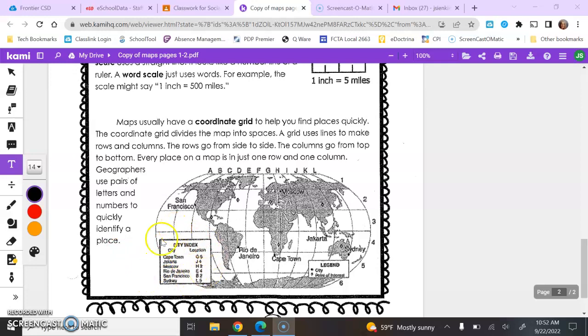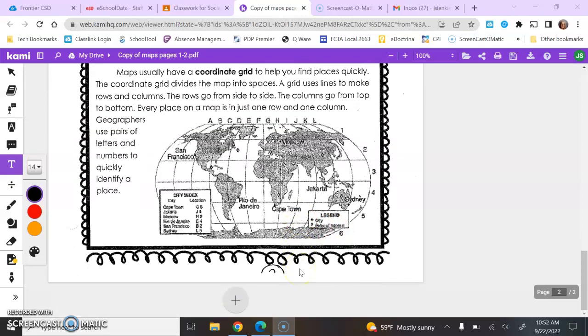So in the bottom of the map picture here, we have a city index. And if you look, the first city is Cape Town, and its location is G5. So we would go across the top, and we would find the letter G, and we would go down 1, 2, 3, 4, 5 boxes, and here in that box for G5 you see Cape Town. Then we also have a legend here on this map where this symbol here shows a city and this symbol here just shows a point of interest.